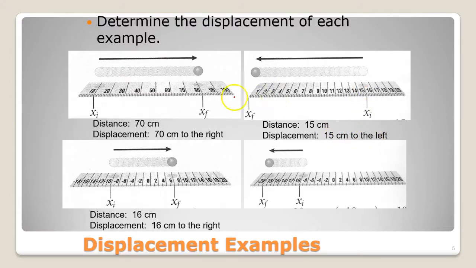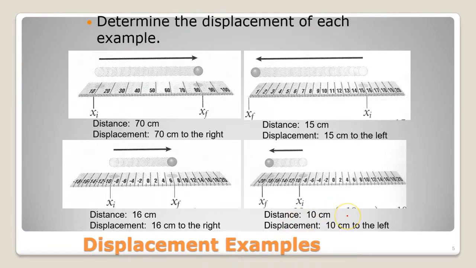So 15 centimeters is the distance, 15 to the left is the displacement, 10 centimeters for a distance, 10 centimeters to the left is the displacement. So you get the point. The main difference between distance and displacement is that with displacement we also report a direction.